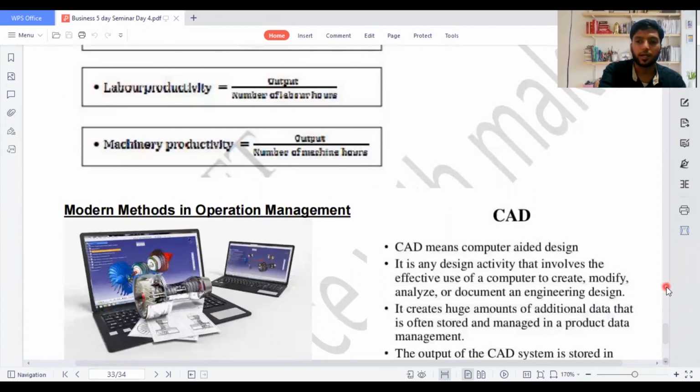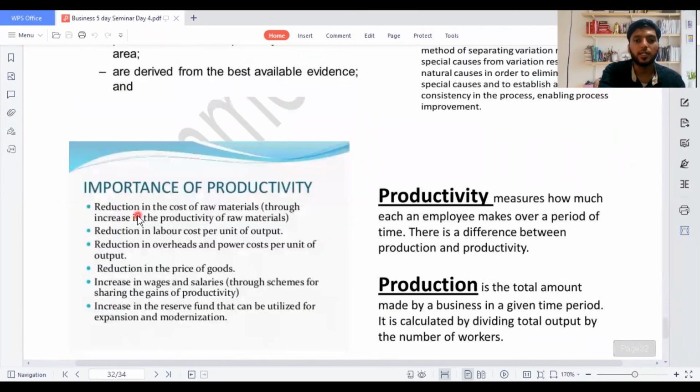That's how productivity works. And what's the importance of productivity? Reduction in the cost of raw materials through increasing productivity of raw material, reduction in labor cost per unit of output, reduction in overhead and power cost per unit of output, reduction in the price of goods, increase in wages and salaries through schemes for sharing the gains of productivity, and increasing the reserve fund that can be used for expansion and modernization.